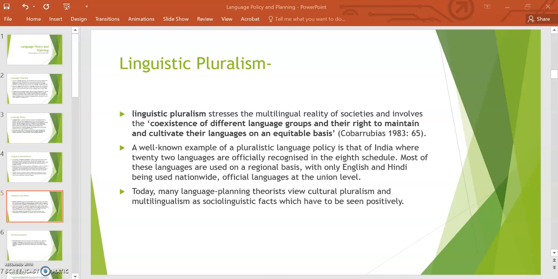A well known example of a pluralistic language policy is that of India, where 22 languages are officially recognized in the 8th Schedule of the Constitution of India. Most of these languages are used on a regional basis, with only English and Hindi being used as nationwide official languages at the level of the Union. Today, many language planning theorists view cultural pluralism and multilingualism as sociolinguistic facts which have to be seen positively, and languages or diversity as a resource that should be utilized for the progress of the nation.